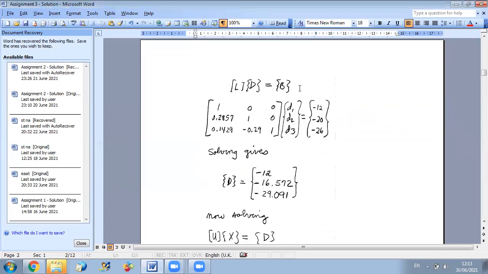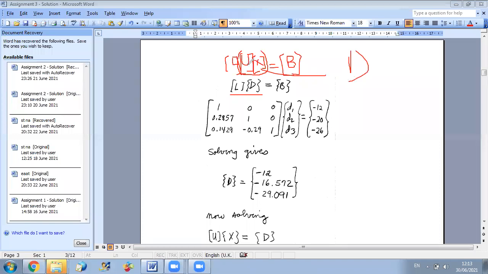You have L times D equals B. Now, if you recall the technique, why we wrote this: because we have LU times X equals B, and all of them are matrices. Now, I name D, I consider that U times X is vector D, and I solve for D. And once I solve for D, I will be ready to solve for X. So the first step will be to put U times X equal to D vector and solve for D vector. To solve for D vector, I will use that L times D is equal to B.